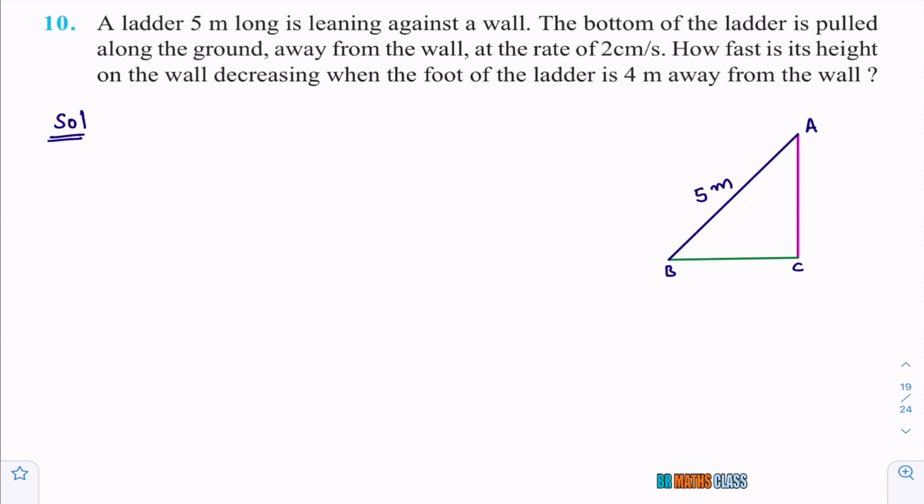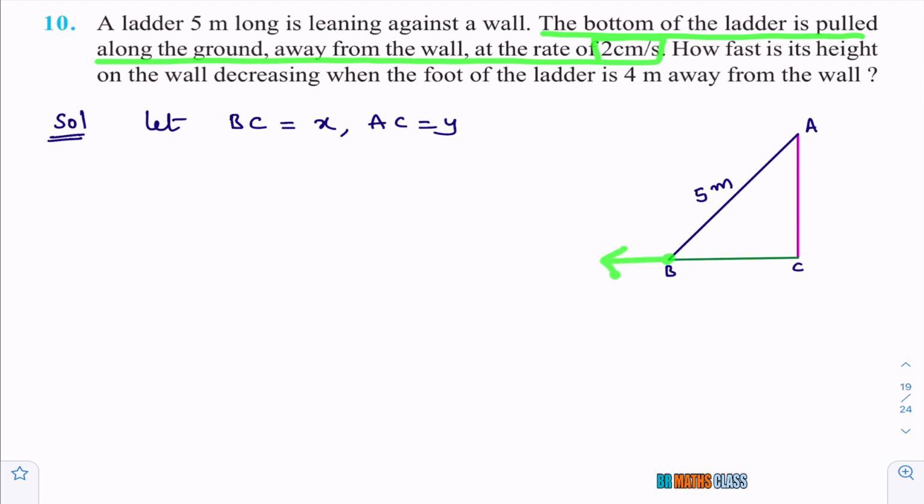To understand this solution, first I'll take BC. BC is the ground. I'll take BC as X and AC as Y. You can observe in the question they gave that the bottom of the ladder is pulled along the ground away from the wall at the rate of 2 cm per second. As BC is X and AC is Y, that means they gave the rate of change of X. What is the rate of change of X?